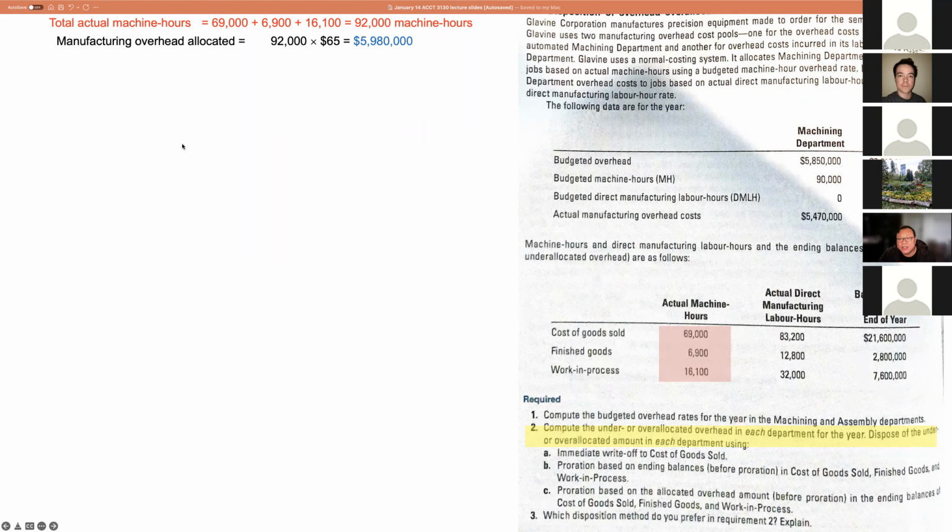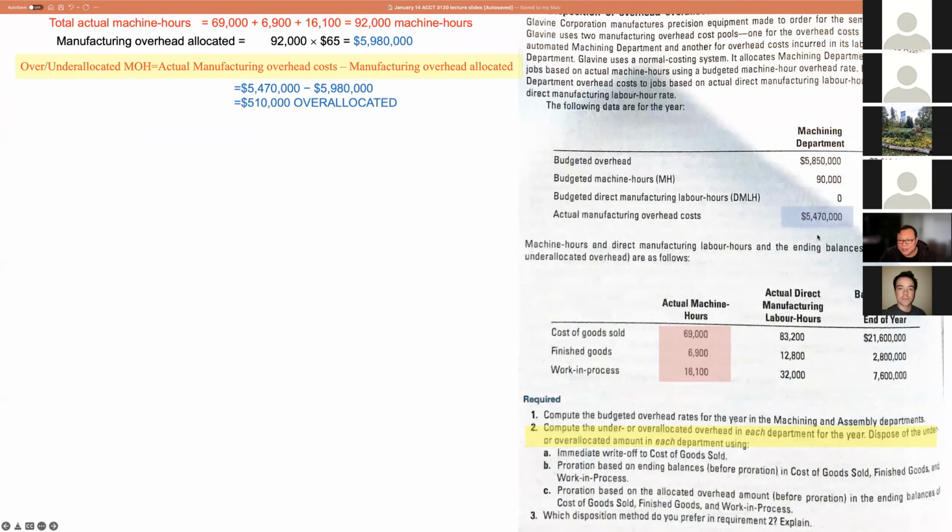But what is the actual number? Did anyone see the actual number? The actual manufacturing overhead from the machining department. In the exam, you have to look for this information by yourself. 5,470,000. Yeah, that's correct. Did you see this bluish area? So this is where the actual manufacturing overhead cost is given for the machining department.